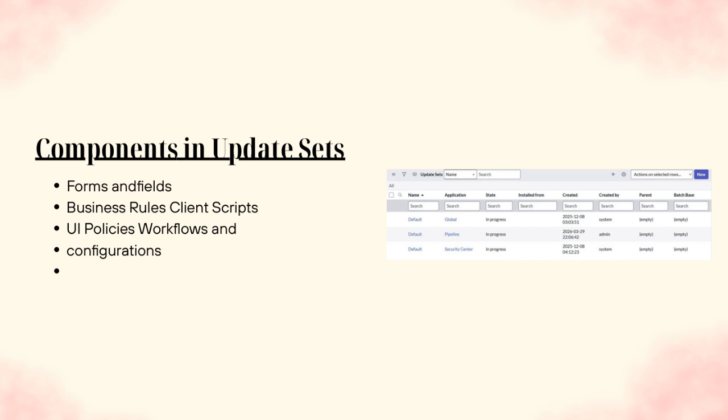Moving on, forms and fields are fundamental building blocks. They define how data is entered, displayed, and interacted with. Properly designing forms and choosing the right fields directly impacts user efficiency and data accuracy. Components and update sets are also crucial. They allow us to package all these customizations, like scripts, forms, and workflows, so they can be moved from one environment to another smoothly. Overall, understanding these elements helps us create a powerful, flexible platform that meets our business needs while maintaining consistency and control across our instances.